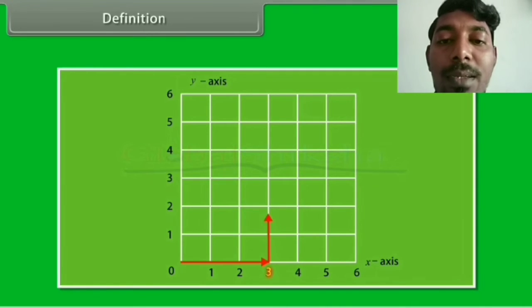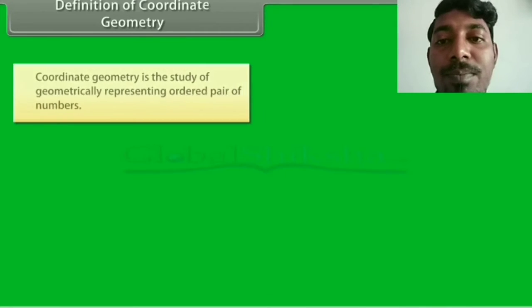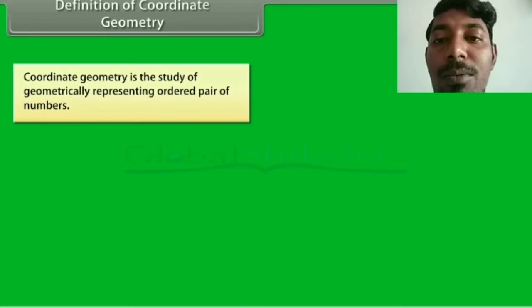The distance from the x-axis is 3 units and the distance from the y-axis is 4 units. So the point's coordinate is (3, 4), because we write in alphabetical order, x, y. Let's repeat the definition: coordinate geometry is the study of geometrically representing ordered pairs of numbers.